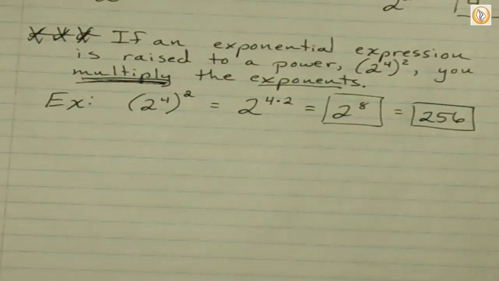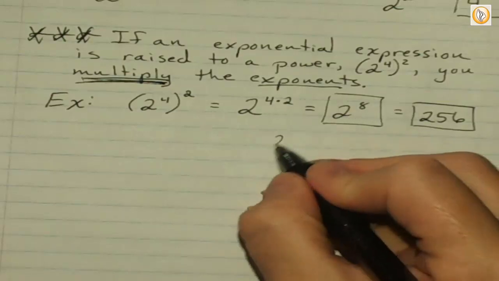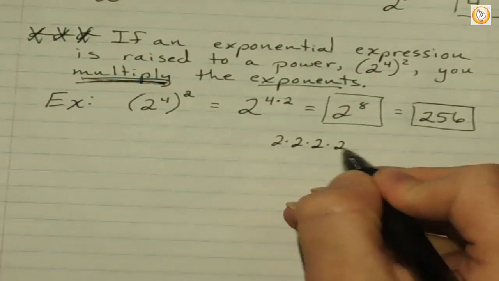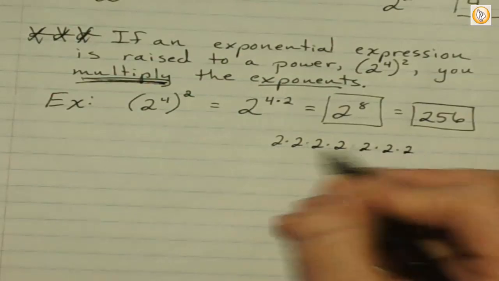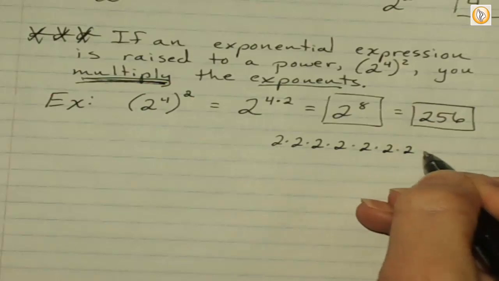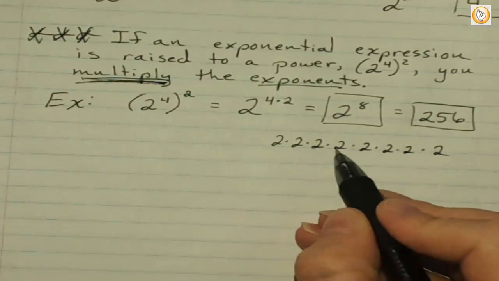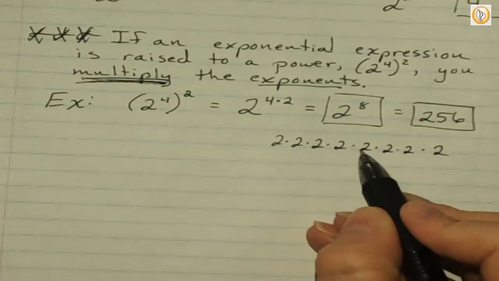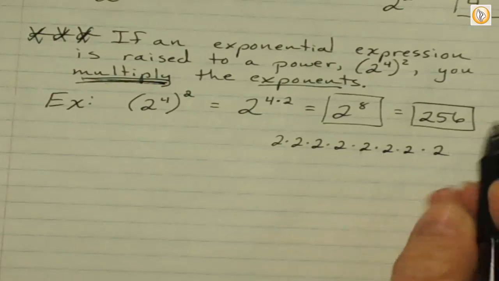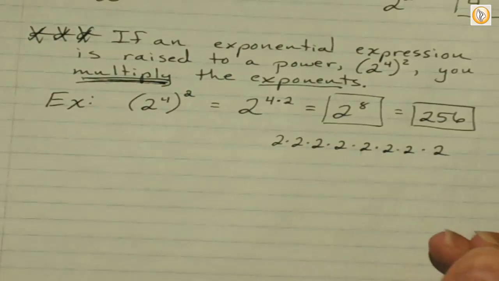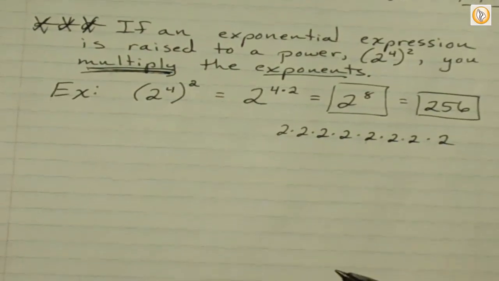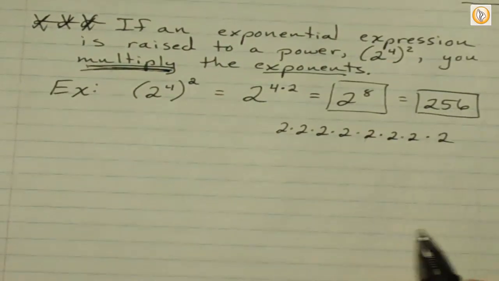Yes, ma'am. How is it 256? Because this is 2 times 2 times 2 times 2 times 2 times 2 times 2 times 2. So 1, 2, 3, 4, 5, 6, 7, 8. 2 times 2 is 4. 4 times 2 is 8. 8 times 2 is 16. 16 times 2 is 32. Et cetera, et cetera. 64, 128, 256. There you go. Okay, we get the idea. Does that help? Yes, thank you. I didn't understand it before, but now I do.